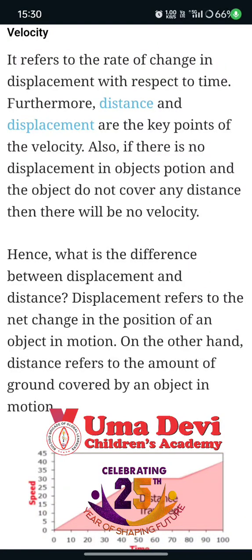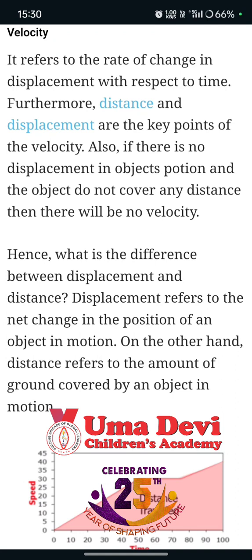Hello class, in this video I will talk about a very important topic and the topic is velocity. So as you already know, the winter break has been increased again. So we are coming with a very important topic of science and the topic name is velocity.